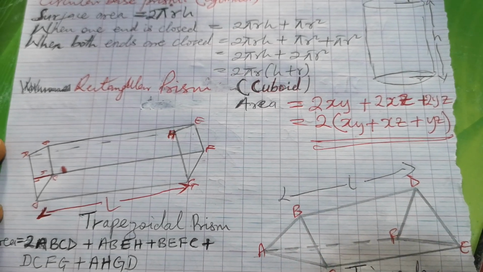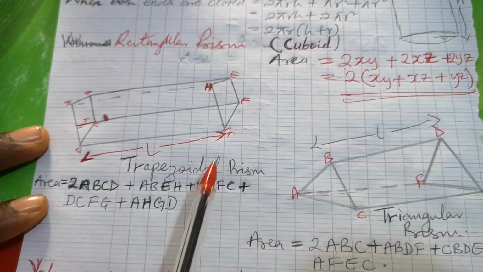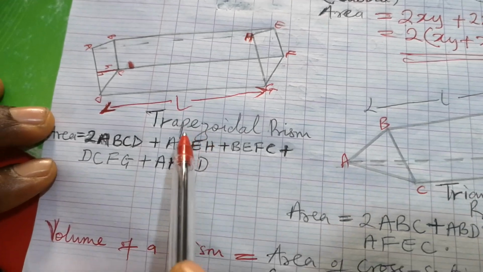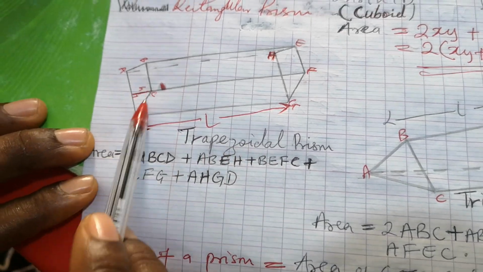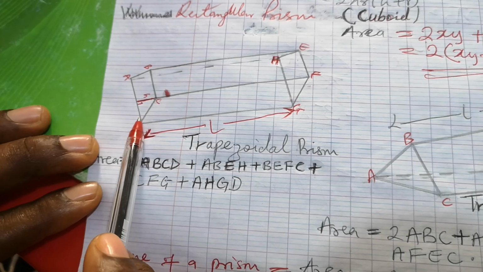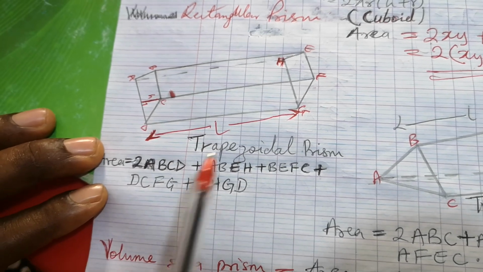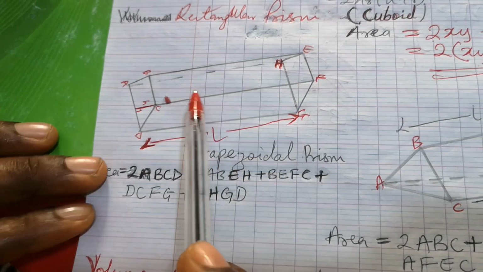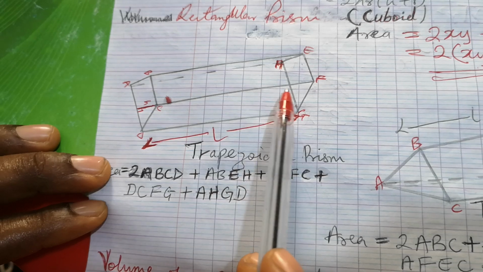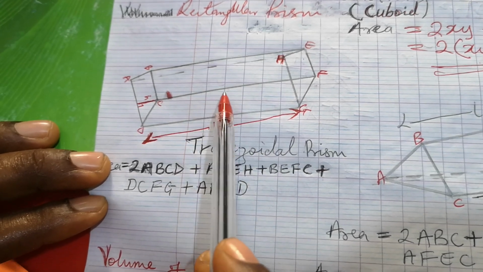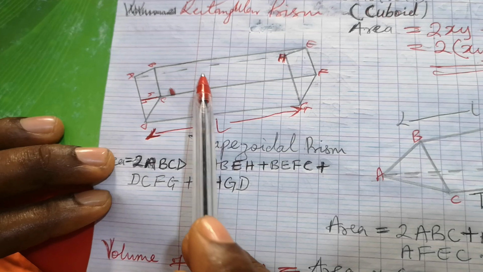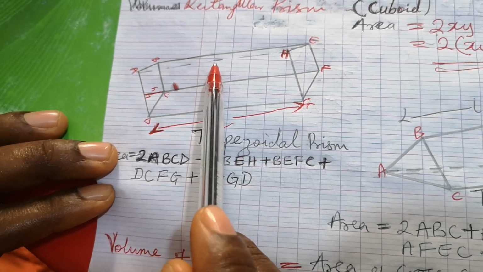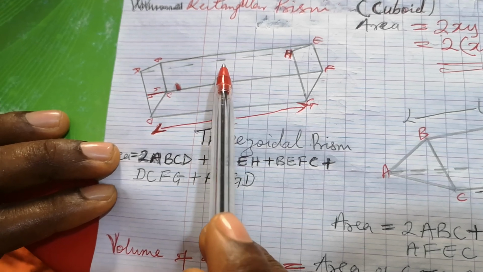Okay, now let's look at the trapezoidal prism. A trapezoidal prism is a prism that has a cross section of a trapezium. Okay, fine. Now, I don't have the solid here, so that is why I have to make the diagram here. Let's look at the possible rectangles we are supposed to see in this shape.